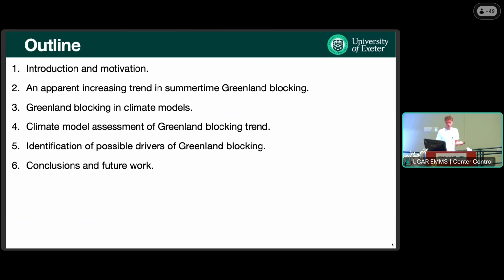So I'll present a quick introduction and motivate the project, why we're interested in blocking over Greenland, and then I'll introduce this apparent increasing trend in observations that is missing in models. I'll briefly summarize how well the models represent Greenland blocking, and then move on to my results, which is a straightforward assessment of models, how well they represent blocking over Greenland, and then show why we think there's two potential drivers of the variability of Greenland blocking, and then finish with some conclusions.